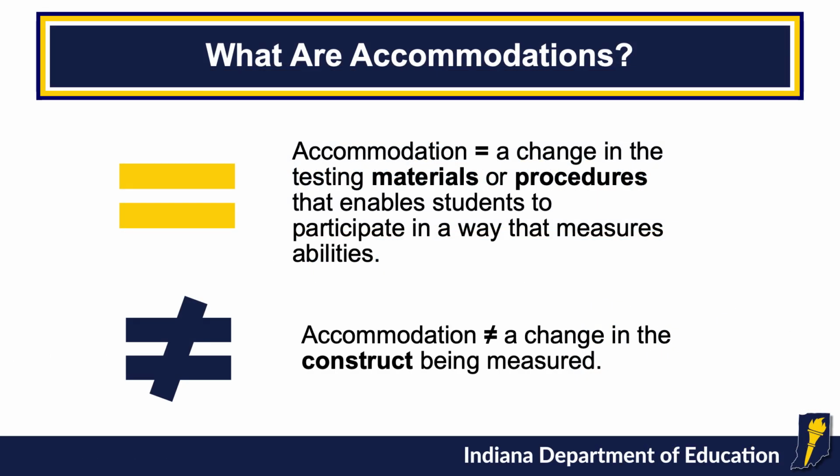Before we can successfully provide student accommodations, we must understand what accommodations are. An accommodation is a change in the testing materials or procedures that enables students to participate in a way that measures abilities. An accommodation cannot change the construct that is being measured. Remember, a construct is that knowledge or skill related to the academic standard which we are measuring. It is important to evaluate each accommodation to ensure the validity of the construct.